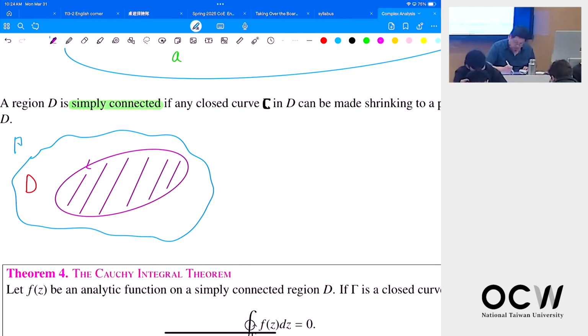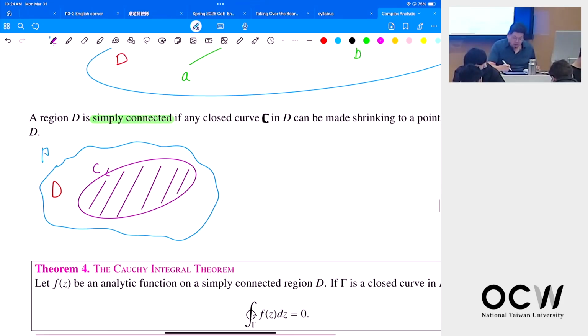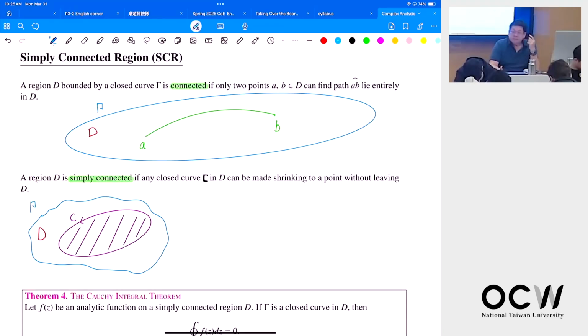So here is closed curve C. Any questions for this? Now you may ask, then what is a not simply connected region?